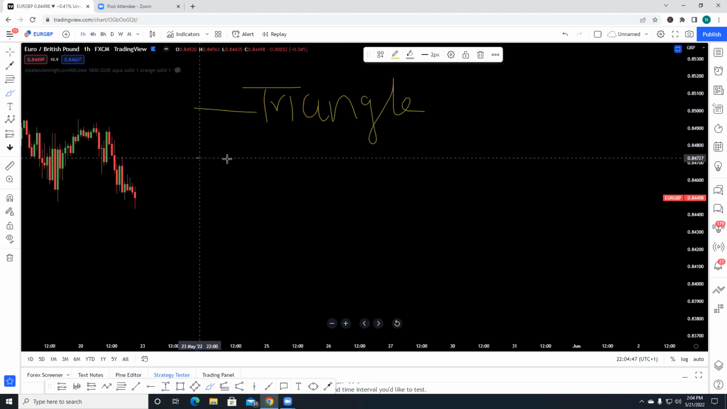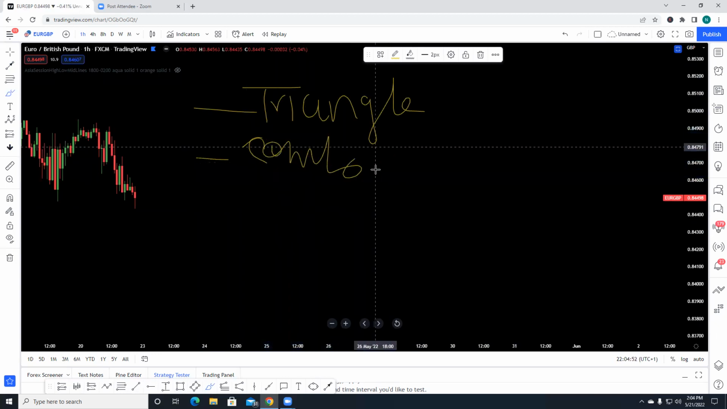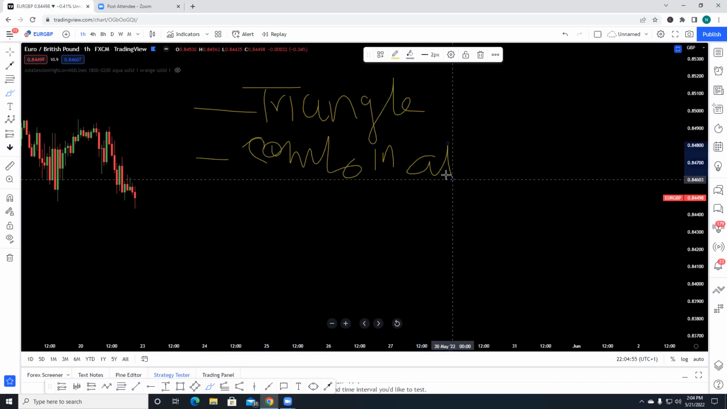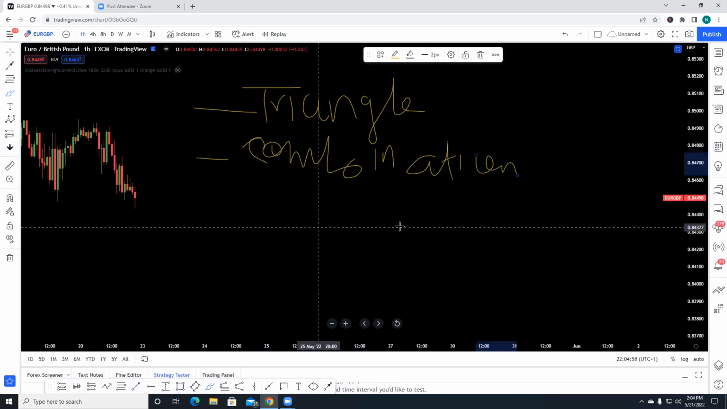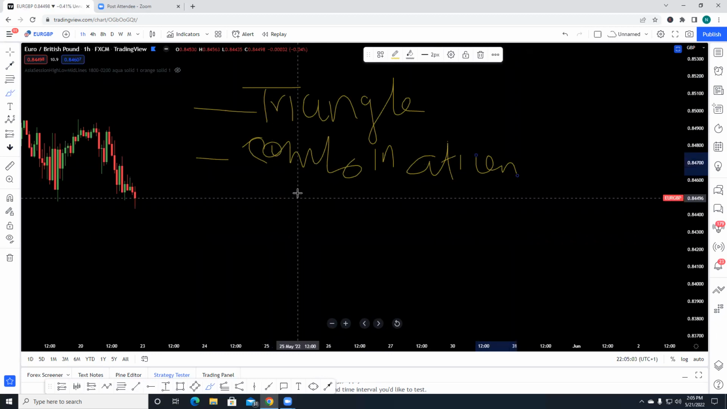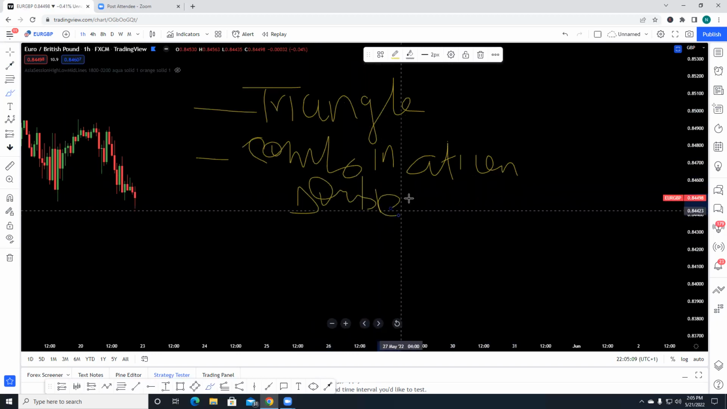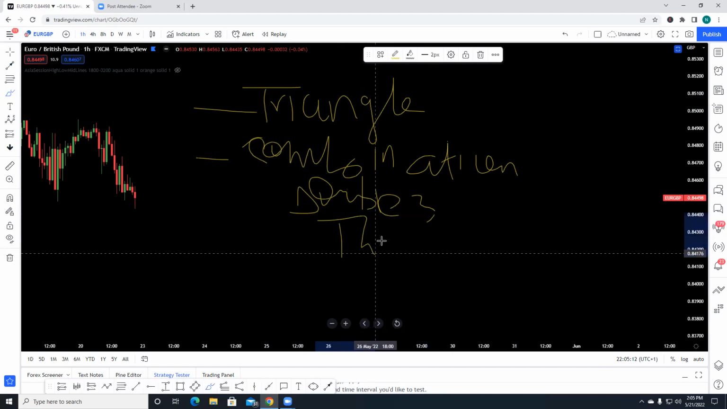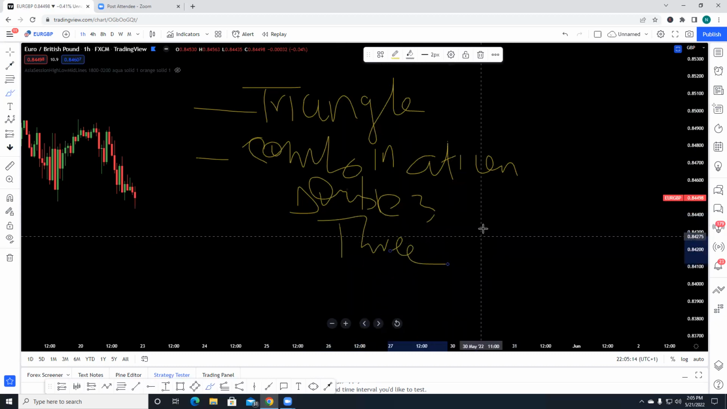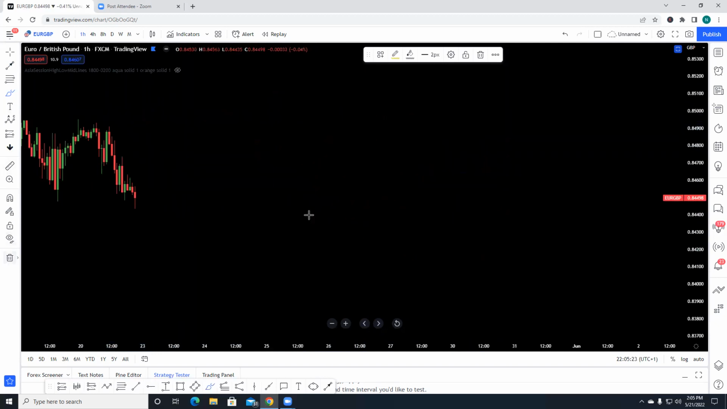And then number two, we're going to look at what is called combination corrective structure, which we call double three and triple three. We call it double three, and then triple three. All right, we'll get there. But first and foremost, let's pick triangle first before we go to combination corrective structure.